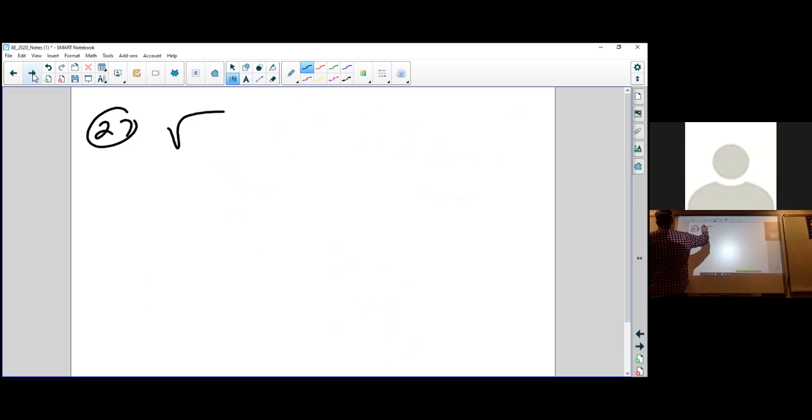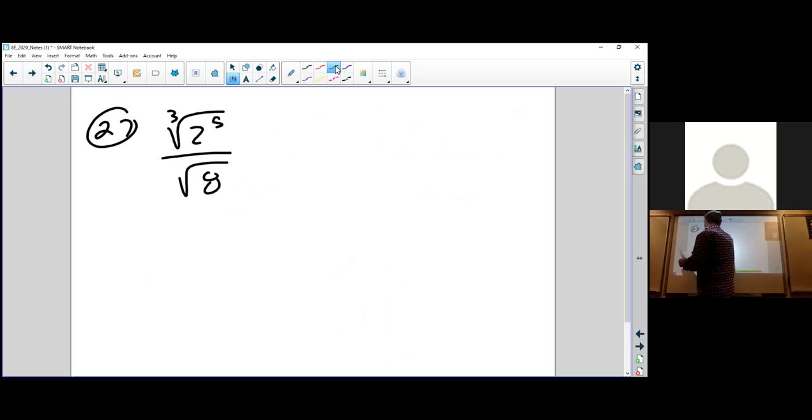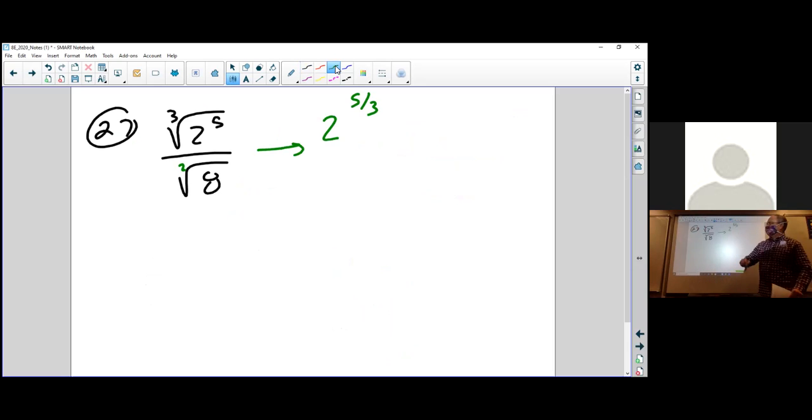We have the third root of 2 to the 5th, and we have the square root of 8. Now I'm just going to put square root. Normally you don't have that subscript of 2 there, right? But I'm going to put it because I'm going to show you how I'm going to convert this. So I'm going to say that this is the same thing as 2 to the 5/3 power. Is that okay so far?